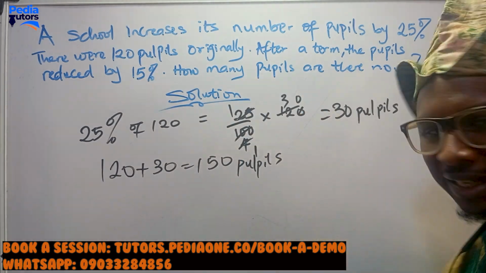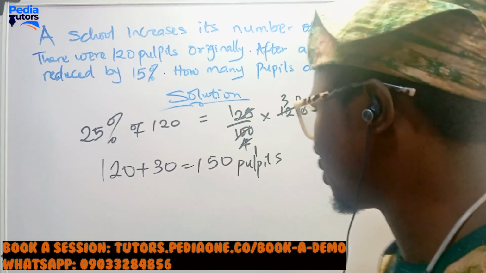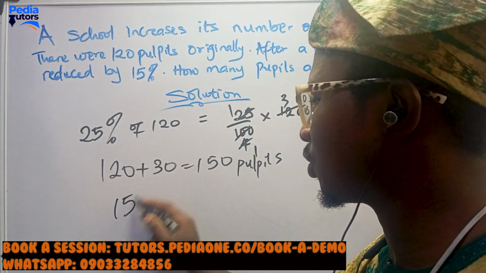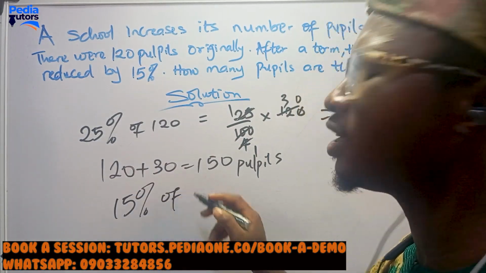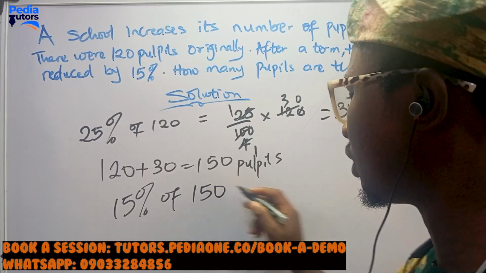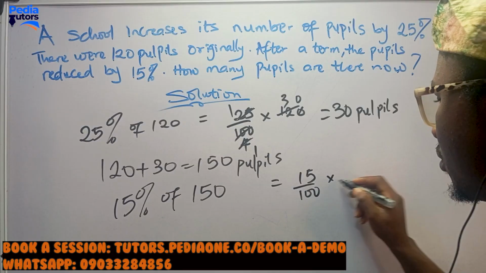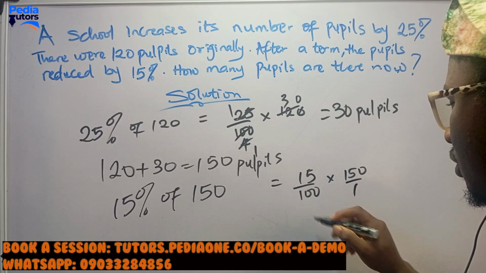Now moving on, after a term, the pupils reduced by 15%. How many pupils are there now? So for one reason or the other, the pupils actually reduced by 15%. So let's find out the reduction. 15% of the new number of pupils, so that means 15% of 150. That essentially gives us 15 over 100 multiplied by 150.